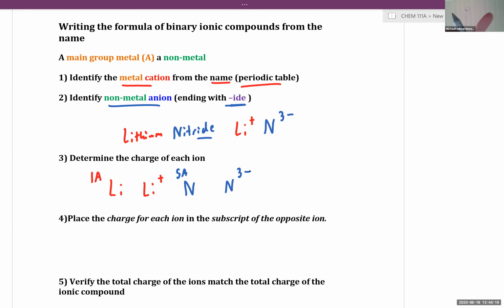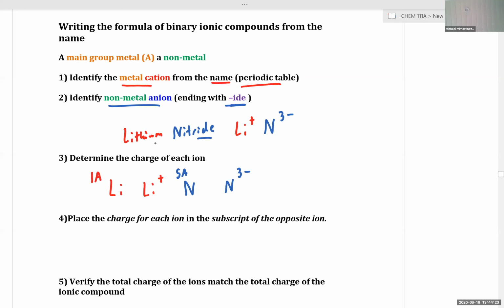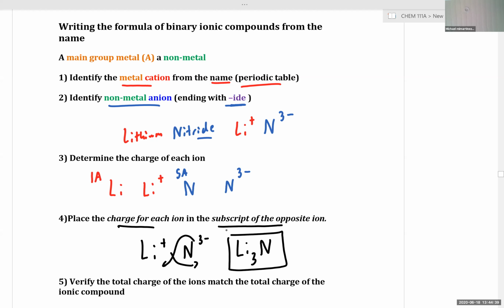Now that we have each of our ions with their designated charges, we write them out. And then we place the charge for each ion in the subscript of the opposite ion. And that in turn gives us Li3N for the formula of lithium nitride.